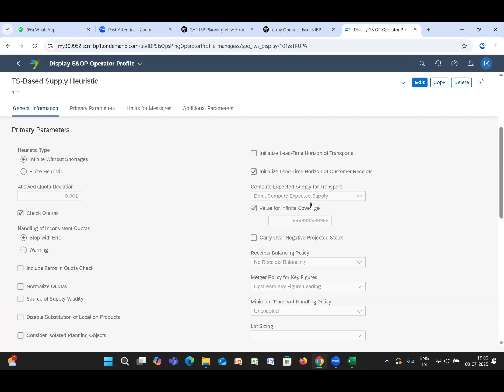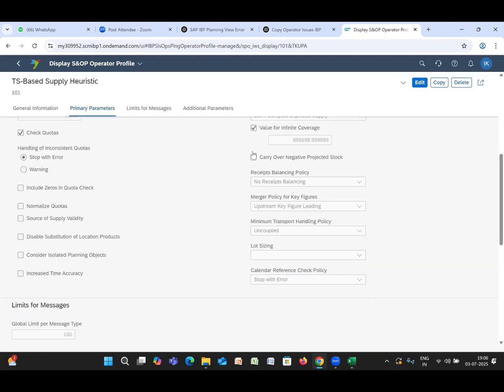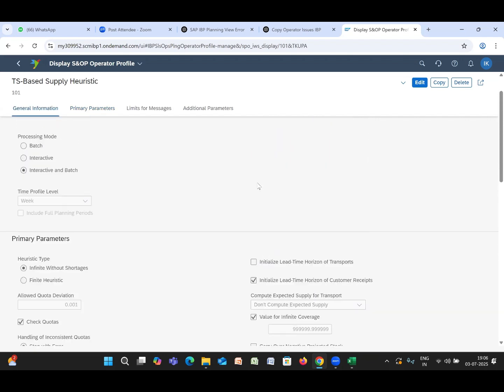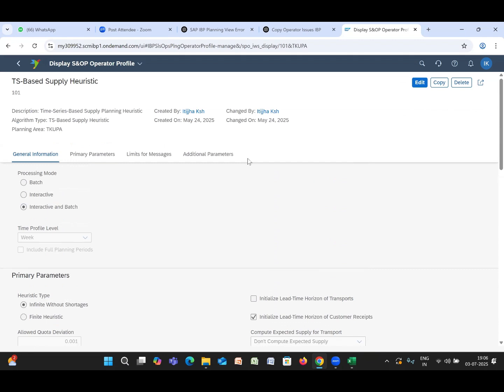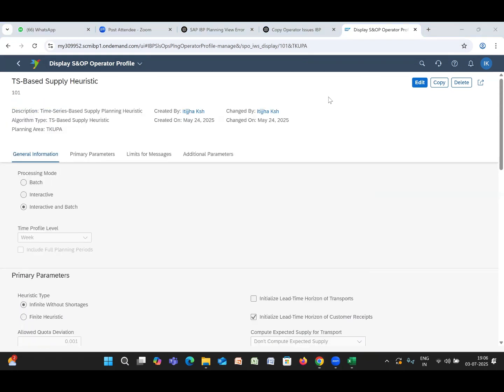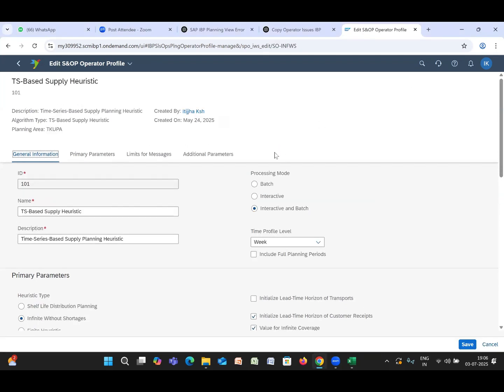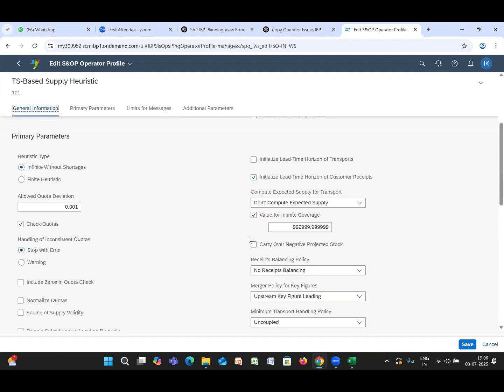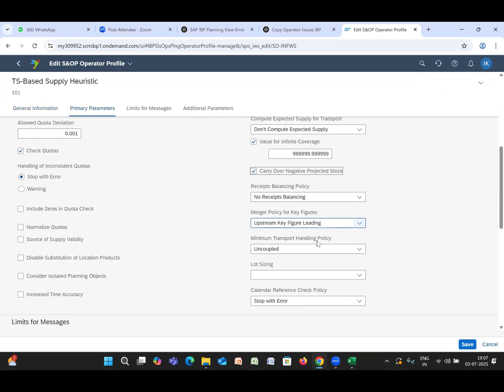Kshitij, can you make it edit and tick this? Some of the fields do not want to take commands from me. So you have to first click on edit on the top, the top right corner, all the way top. The blue color edit button is there. Oh, this one. Okay. Now you come down and you can take carry over negative projected stock. Take this, save.